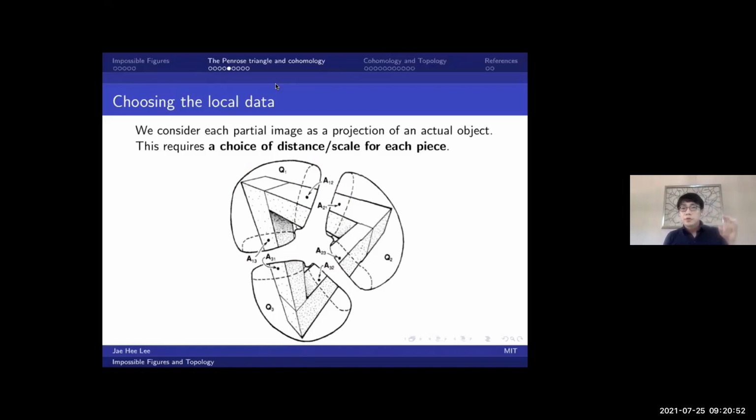So now you've broken down the triangle into three pieces, and you're thinking of each piece as an image of some object. So now you have three locally consistent figures, and three objects corresponding to those figures. And for each object, to make sense of that in three-dimensional space, you've chosen some distance from the eye, or equivalently the size of the object. Okay, so that much we have done so far.